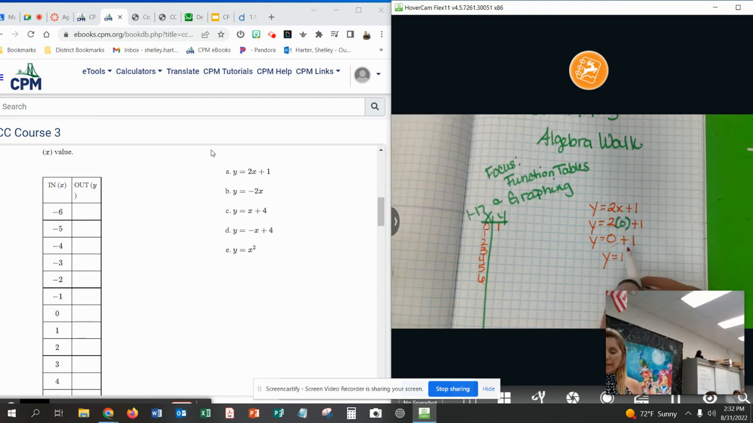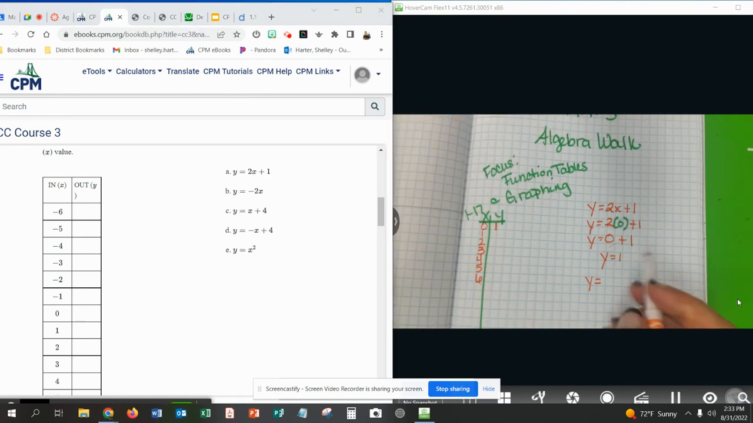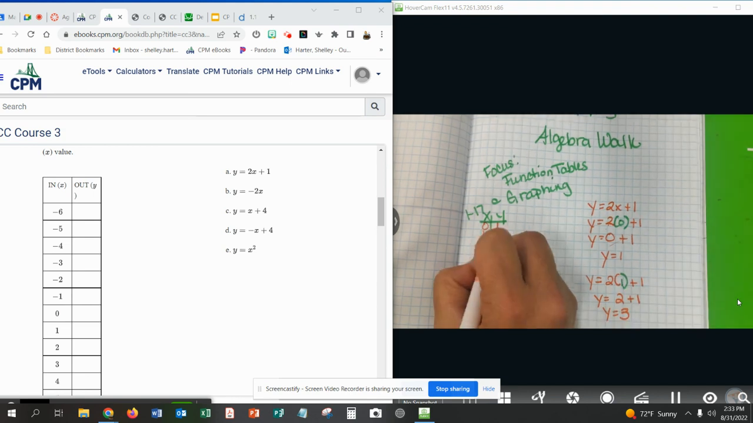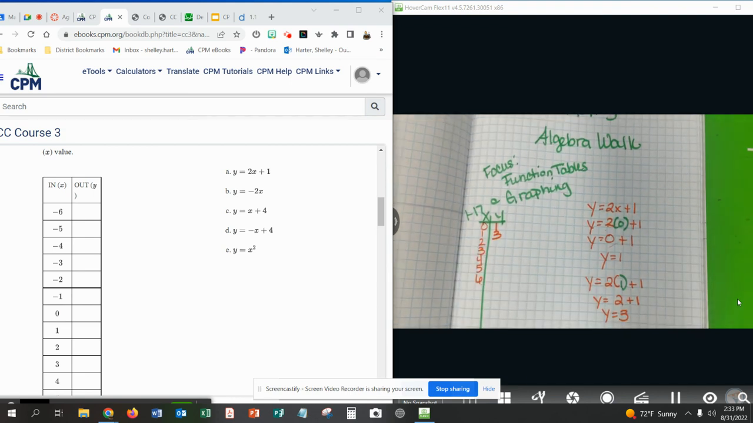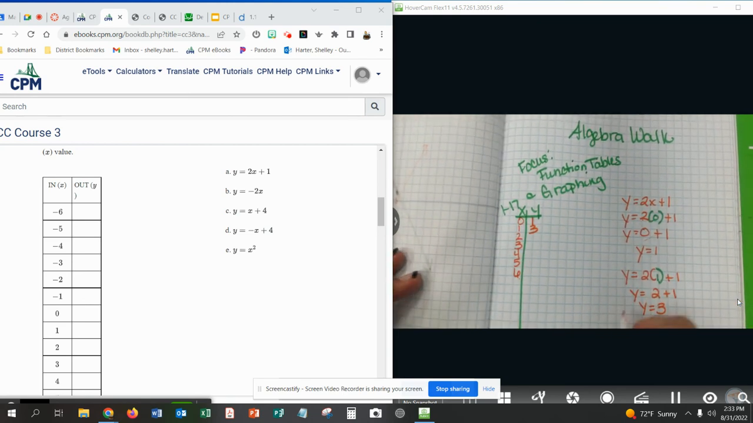Now, the next one is 1, so I'm going to plug this in. Let me know when you see the pattern. Well, it's 2 times 1 plus 1. Well, what is 2 times 1? 2. Plus 1 is 3. So we're going to put the 3 in the 1's place. Okay? Tell me when you see the pattern. I'm going to do one more.